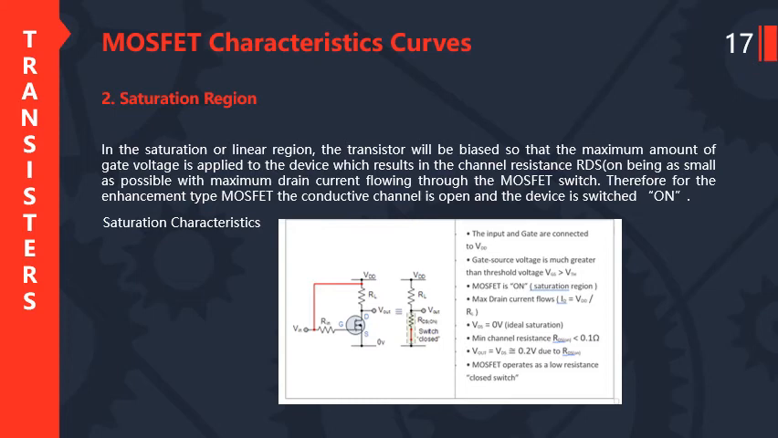VDS is equal to 0 वोल्ट. आइडियल सैचुरेशन जो होता है उसमें हमारा जो VDS है वो 0 वोल्ट होना चाहिए. मेन चैनल रेजिस्टेंस RDS is less than 0.1 ohm. Vout is equal to VDS is approximately equal to 0.2 volt due to the RDS. The MOSFET operates as a low resistance or as a closed switch. तो सैचुरेशन रीजन में जो है वो MOSFET कैसे काम करता है, एज अ क्लोज स्विच की तरह काम करता है.